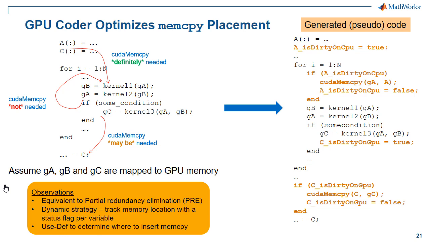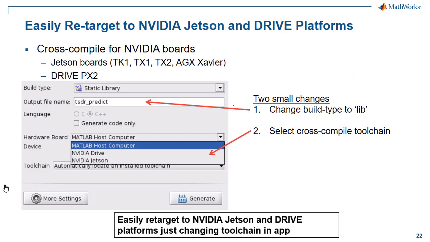In the generated code, you'll see these different flags, for example, A underscore is dirty on CPU. We'll set that to true, and inside the for loop, we'll check these status flags to see if we need to make a memory copy by invoking the CUDA memcpy function. So that's how GPU Coder deals with this type of optimization.